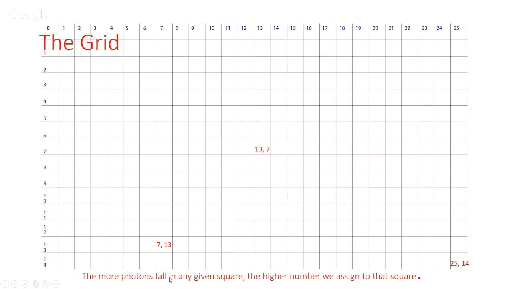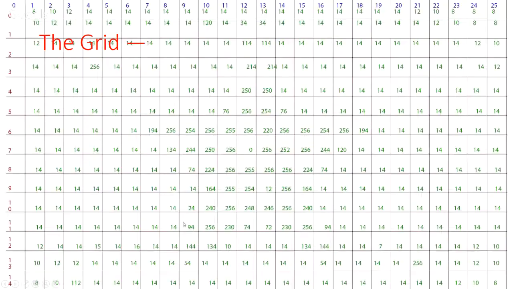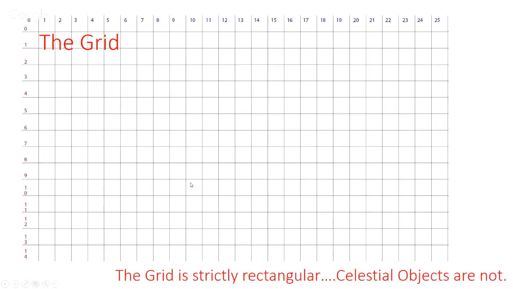The more photons that fall on any given square, the higher number we assign to that square. And we assume that that means it's a brighter part of the image. So when we're finished, we get something that looks about like this. We've got our rows, we've got our columns all the way across, and we've got numbers. We've got lots of numbers. We've got so many numbers that we've got to file them away someplace.